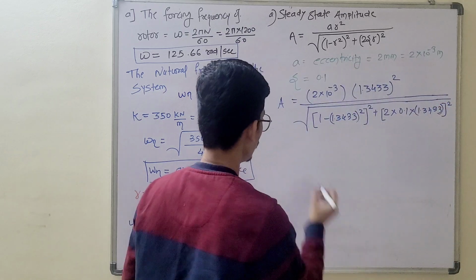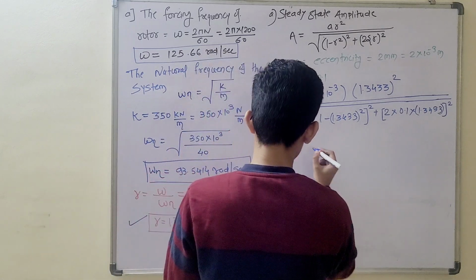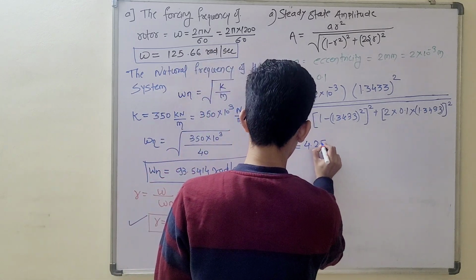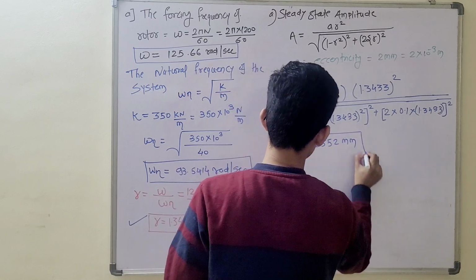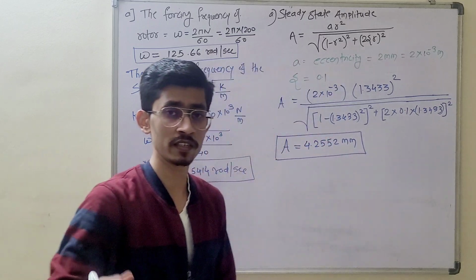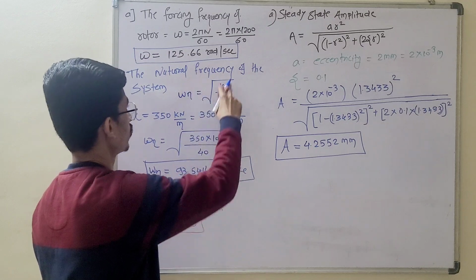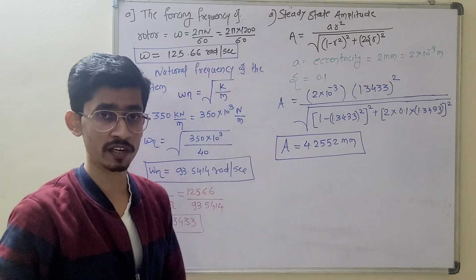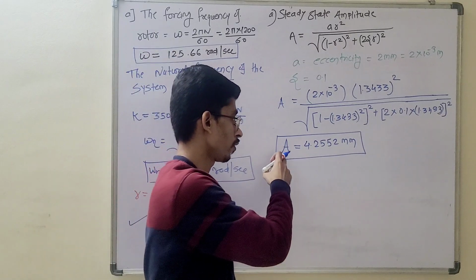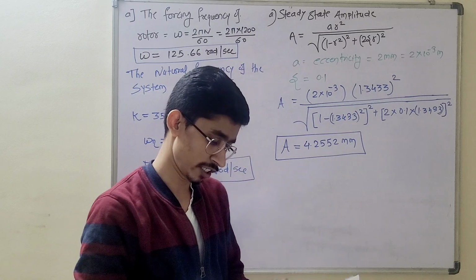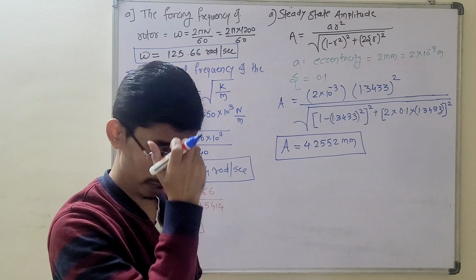So after solving this, you will get the value of the steady state whirling amplitude, which is nearly 4.2552 mm. That much amplitude you will find during 1200 RPM. The RPM is given, and at that particular RPM you will get the critical whirling speed. At that you will find the steady state amplitude. What will be the steady state amplitude? That is 4.2522 mm.